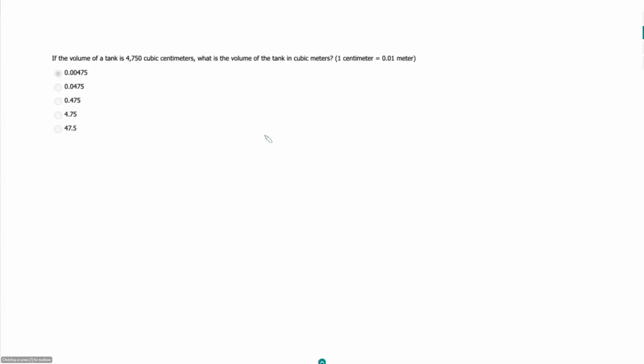If the volume of a tank is 4,750 cubic centimeters, what is the volume of the tank in cubic meters?